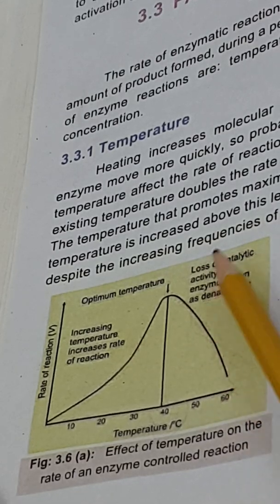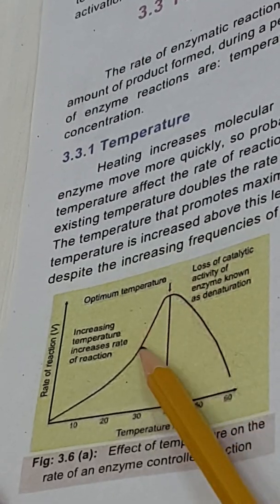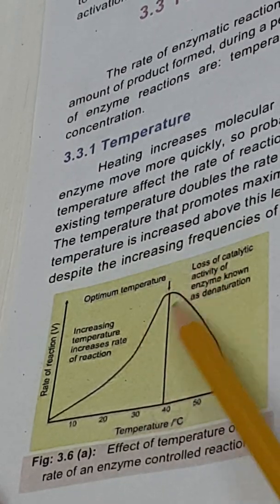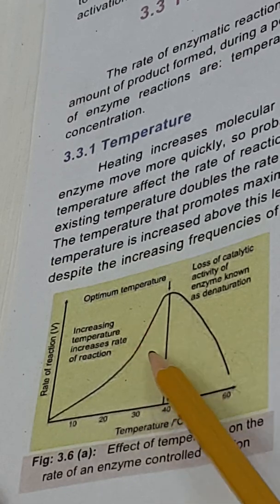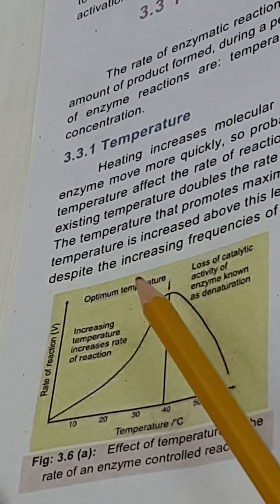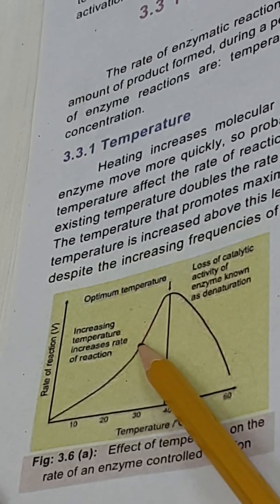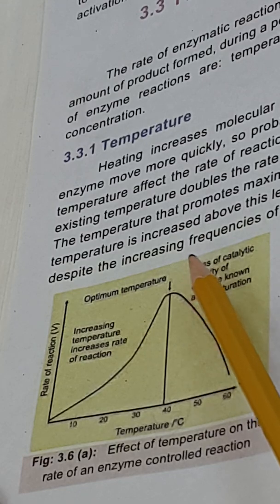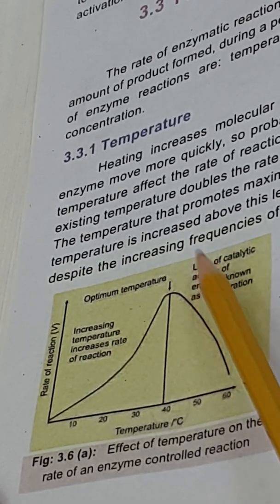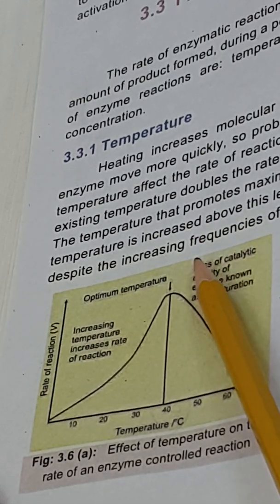The optimum temperature for humans is normally 37 to 38 degrees centigrade, while for other organisms, like bacteria that live in hot springs, the optimum temperature is 70 degrees centigrade. So it changes from organism to organism, but the optimum temperature is that temperature at which the enzyme activity is high and the rate of the reaction is also very high.